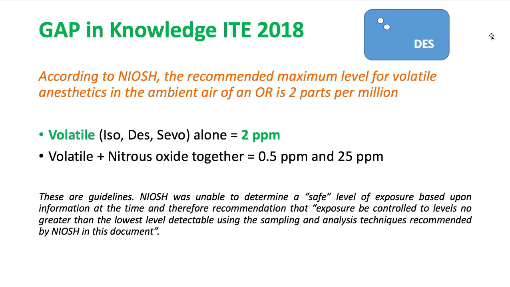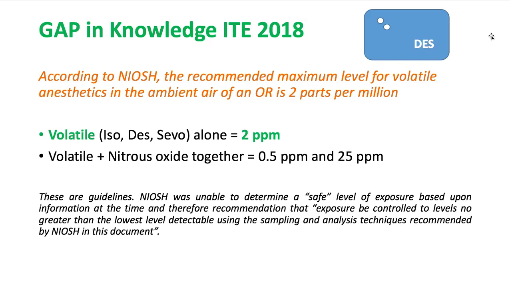The next gap in knowledge was from the ITE 2018, and it is our keyword related to how much volatile anesthetic can be in the ambient air around us and still be in accordance with National Institute for Occupational Safety and Health guidelines. The gap in knowledge was that according to NIOSH, the recommended maximum level for volatile anesthetics in the ambient air of the operating room is 2 parts per million.